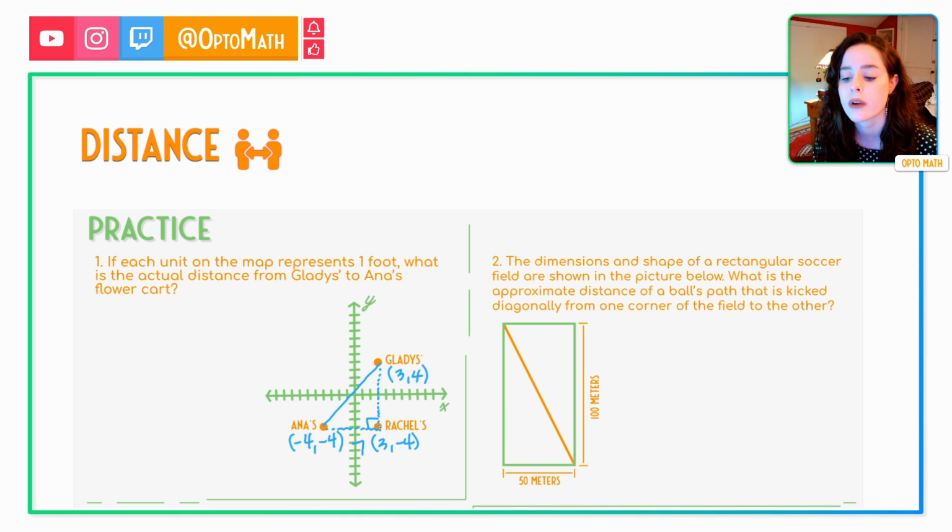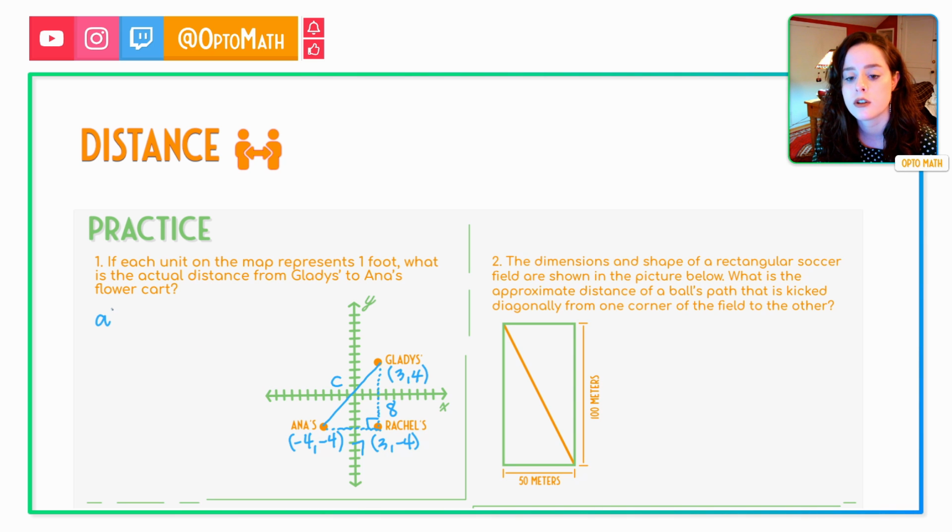From Gladys's to Rachel's, that's down 4, so this is 4. And that's up 4 right here to Gladys's from the x-axis, so 4 and 4 is 8. So those are our A and B values, and we want to find C.